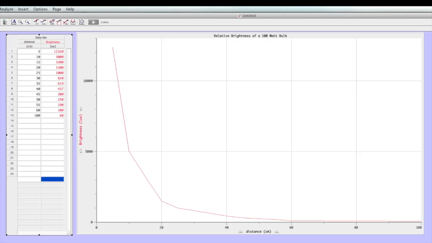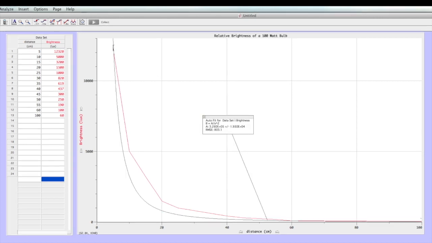Here's the data I got. I can ask LoggerPro to draw me a sample 1 over r squared line as a reference. Look how close our data is to the expected shape. This is compelling, but we need to see this in action. Let's go back to the wax blocks.